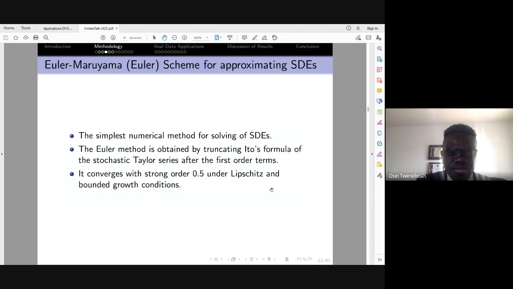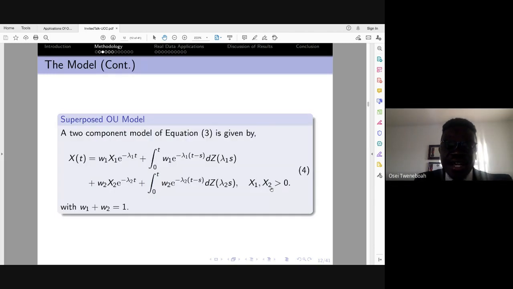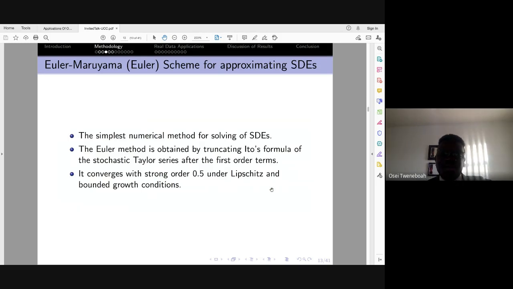Good. So now once we have this superimposed OU model, the goal is that we want to be able to approximate the solution. So how do we approximate it? In approximating stochastic differential equations, we have several methods. Here we utilize what is known as the Maruyama model, or simply put the Euler model. This Euler scheme is very similar to the Euler method for approximating a first order ordinary differential equation. This Euler method is obtained by truncating the Ito's lemma of the stochastic Taylor process.